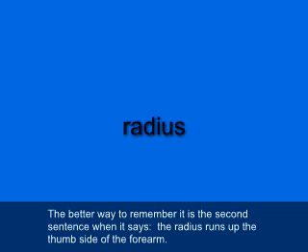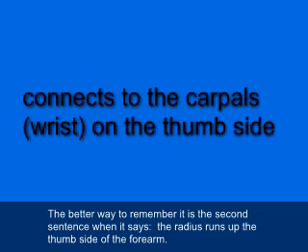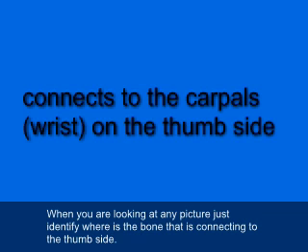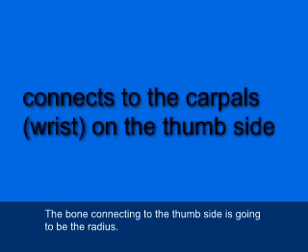The better way to remember it is the second sentence, when it says the radius runs up the thumb side of the forearm. When you're looking at any picture, just identify where is the bone that is connecting to the thumb side. The bone connecting to the thumb side is going to be the radius.